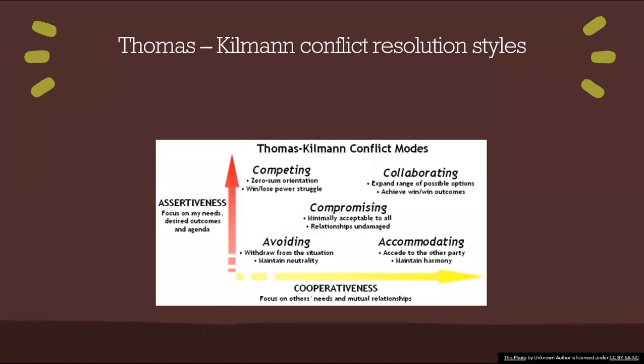All these 5 styles are based on 2 axes of a matrix. The first axis is assertiveness, how assertive a party is in determining their own needs. And the other axis is cooperativeness, the ability to focus on the other's needs. For example, you may see here, if the assertiveness is low and cooperativeness is low, then the party tends to avoid the situation.